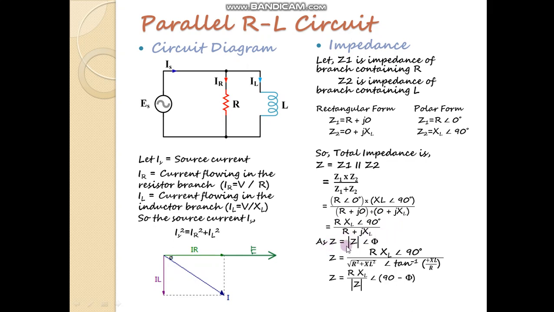So as Z equals mod of Z at an angle phi, here R plus JXL we can write as under root R square plus XL square at an angle tan inverse XL upon R. So after doing the division here, we will get the final impedance as R XL upon mod of Z at an angle 90 minus phi, and this is the expression for the total impedance of the parallel RL circuit.